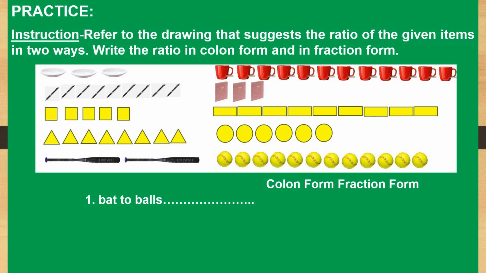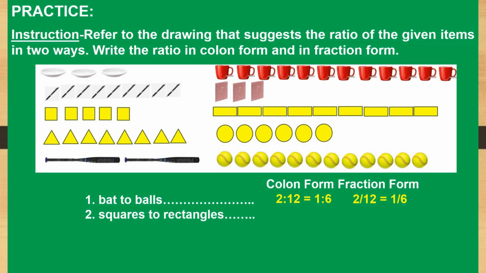Let's see. So there are bats and balls. Will you please write in colon form? 2:12, because there are 2 bats and 12 balls. That is equal to 1:6. Where did you get 1:6? You're going to divide 2:12 by 2. That is 2 divided by 2 is 1, 12 divided by 2 is 6. That's why it is 1:6. Let's go to fraction form. That is 2/12 is equal to 1/6. The same, your divisor is 2, because 2 is the greatest common factor of 2 and 12.